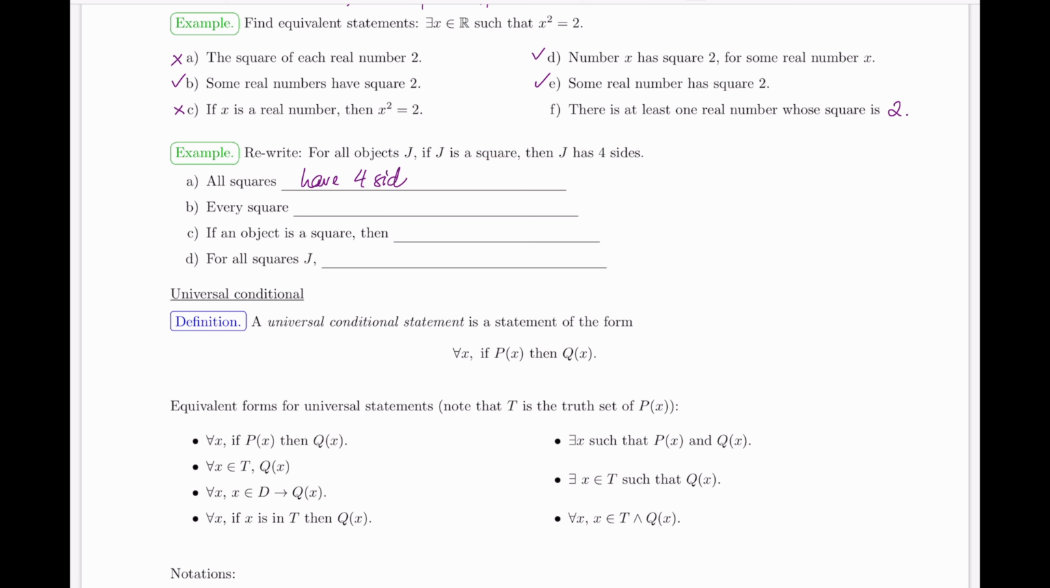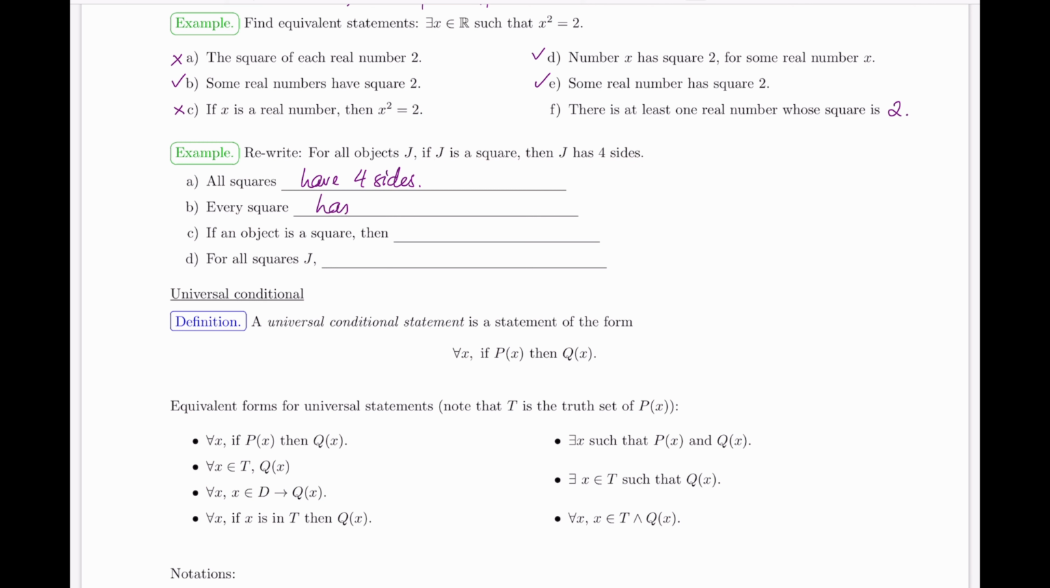Be careful about whenever you're rewriting in terms of equivalences, not imposing your everyday logic on it. You really have to only work with what you're given and not what you want to be true about the world or what you know to be true about the world. Every square, well, if j is a square, so we already have that that's true. Every square has 4 sides.